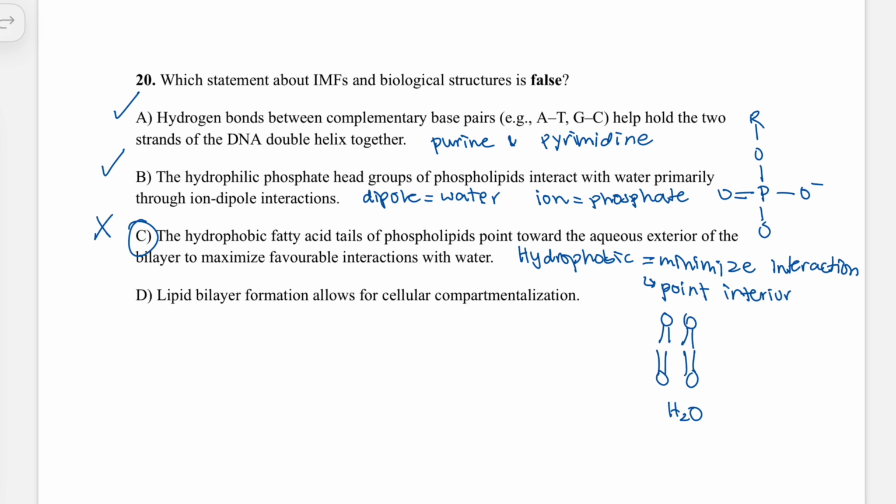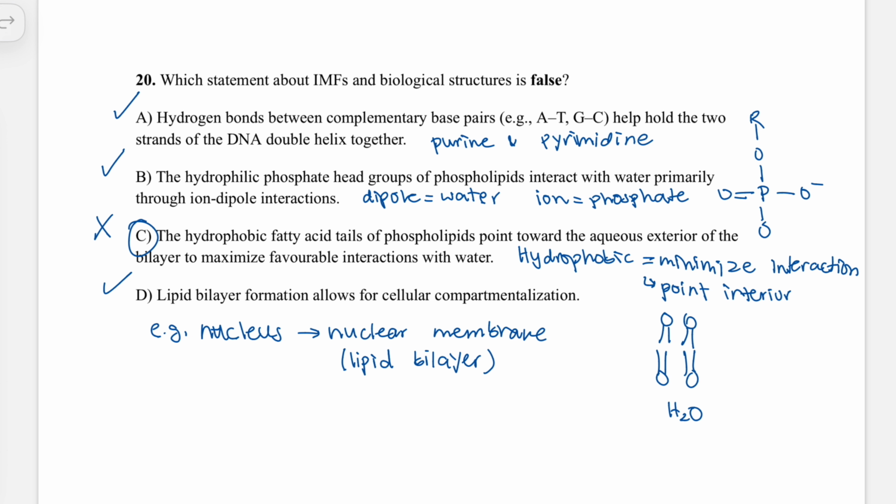And then let's look at D. Bilayer formation allows for cellular compartmentalization. This is true. Just to give an example, compartmentalization just means being able to separate different parts within the cell. An example would be the nucleus, which is compartmentalized because the nucleus has a nuclear membrane, which is another lipid bilayer. Other examples would be the Golgi apparatus, the endoplasmic reticulum, and many more.